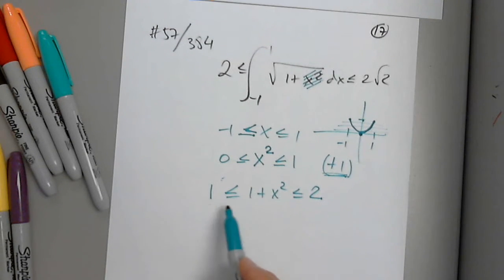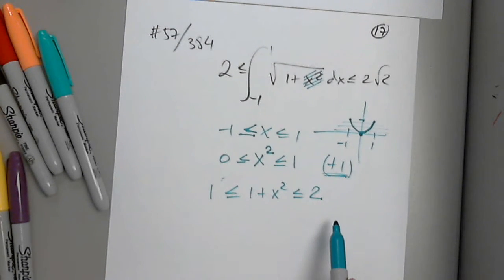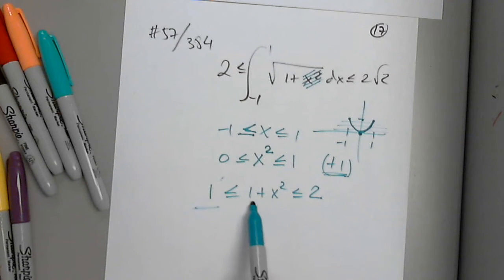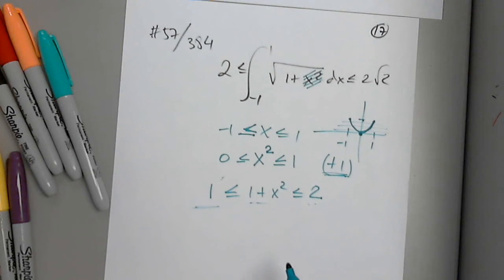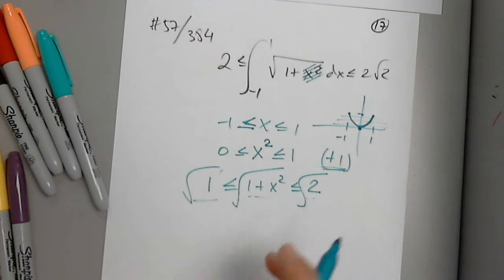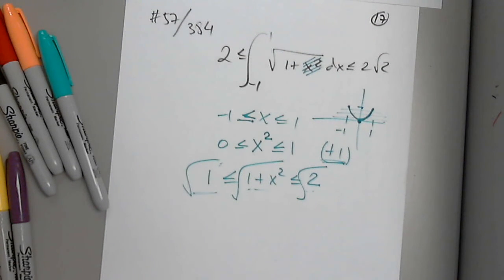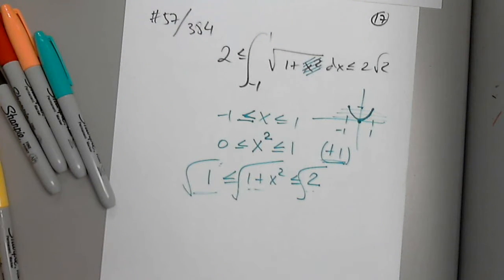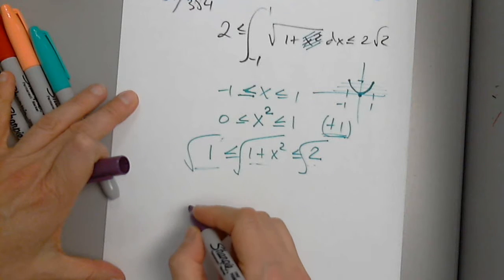Good. Since these three are all positive numbers, do we agree? This is a positive number, this is a positive number, this is a positive number. Then if I take the square root of all three, this will still be correct. So now I'm using the property that we had looked at last time.